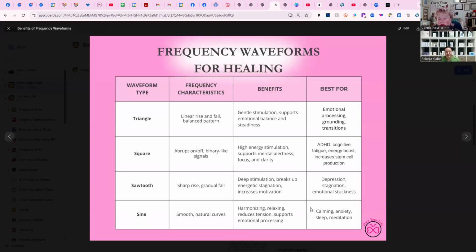So this anxiety was like, what in the heck is going on? And so that's when I got into the waveforms, and I discovered that sine wave is exactly what your field and your physical need to calm down. It addresses anxiety. It helps with sleep. And I was having sleep issues too. It's great for meditation. And so it's harmonizing, relaxing, reduces tension, supports emotional processing also.